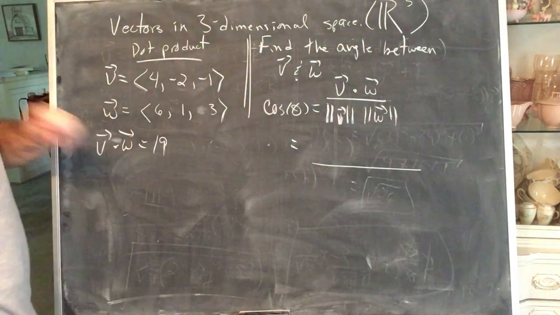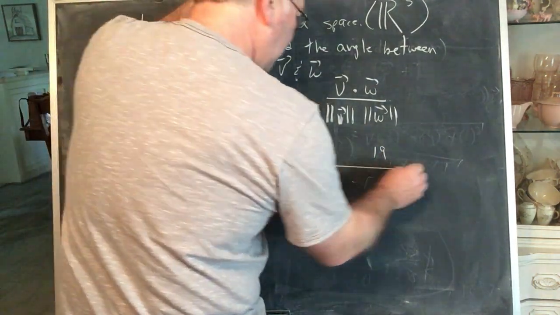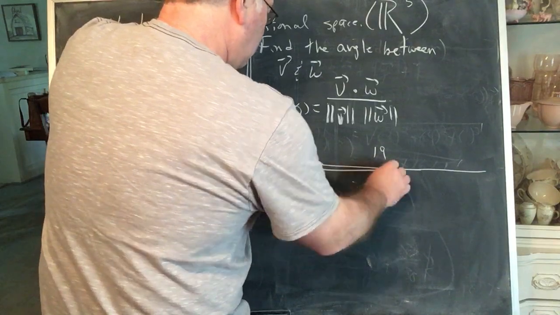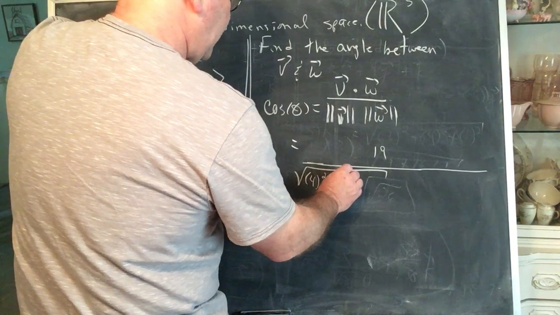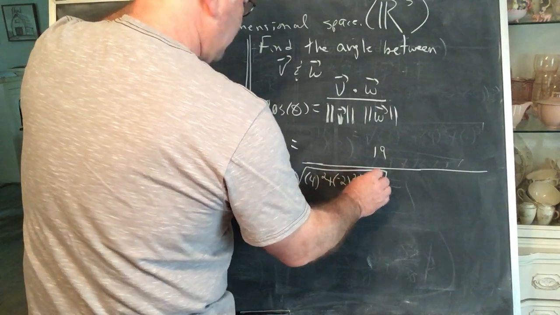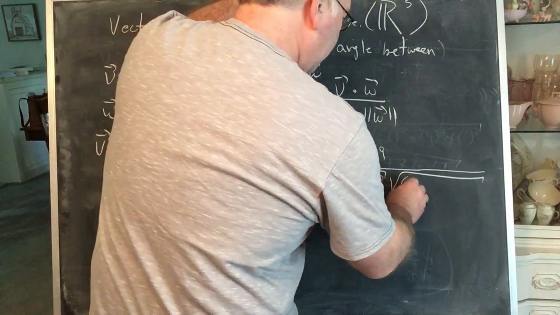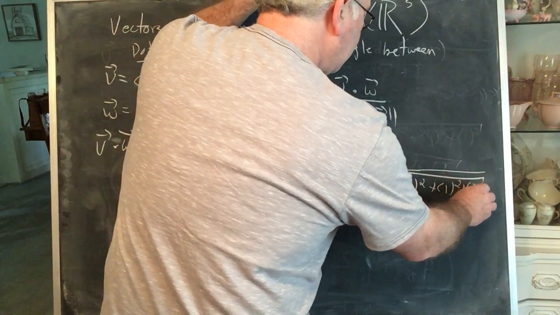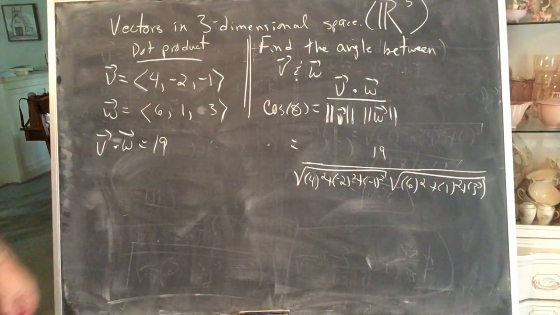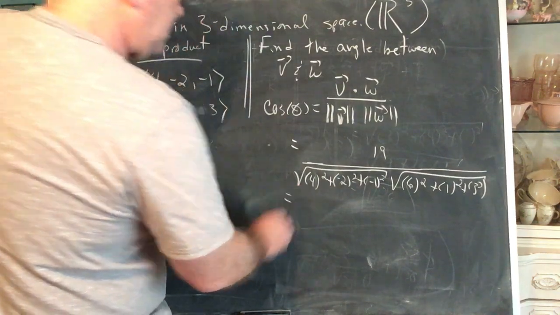Well, the dot product we just found, it hasn't changed in the last few minutes, it's still 19. But the product of the magnitudes has got a little bit more spine to it. So now we need to find the magnitude of V, that's 4 squared plus negative 2 squared plus negative 1 squared. And the magnitude of W is 6 squared plus 1 squared plus 3 squared. So it's the dot product divided by the product of the magnitudes. Remember, this is not theta, this is the cosine of theta. We'll need to do cosine inverse of this.